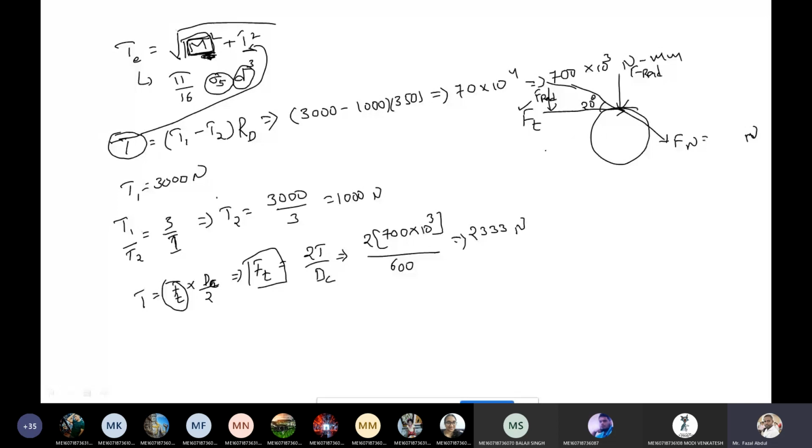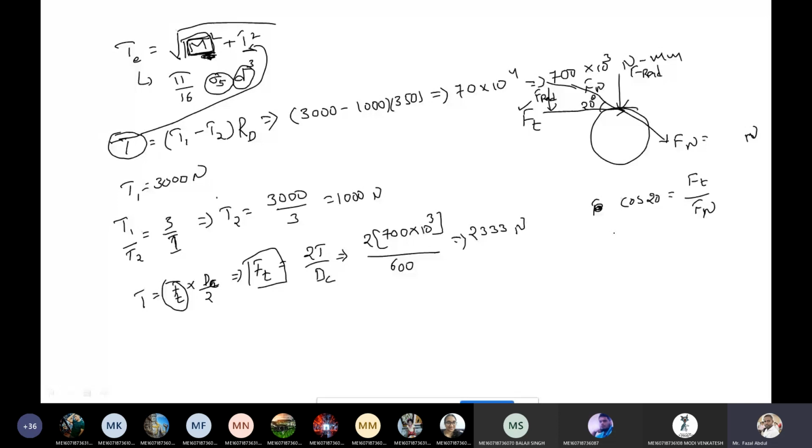Just remember up to here only. Now, Ft value, you know, and this is the Fn. To calculate Fn, what equation? See the diagram, tell me the equation. Cos 20 degrees equals Ft by Fn. Is it right? Okay.